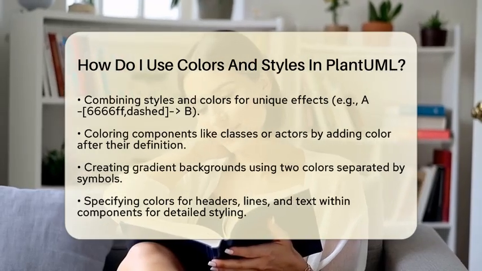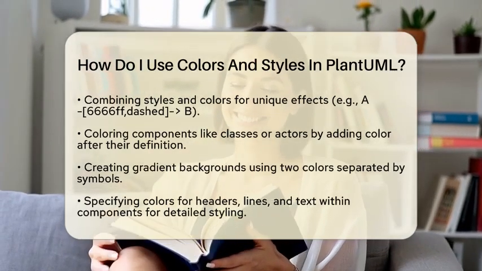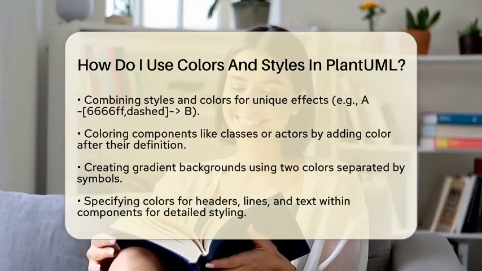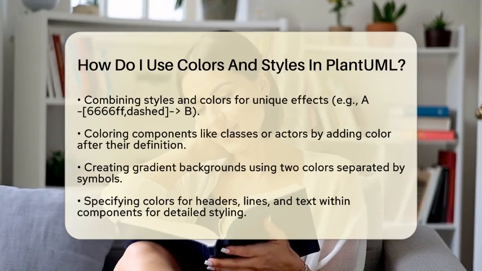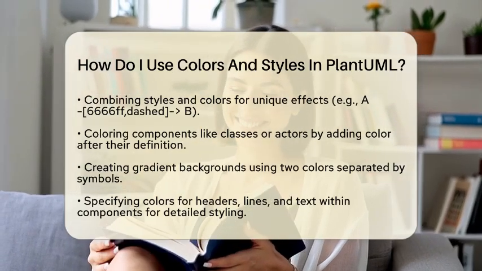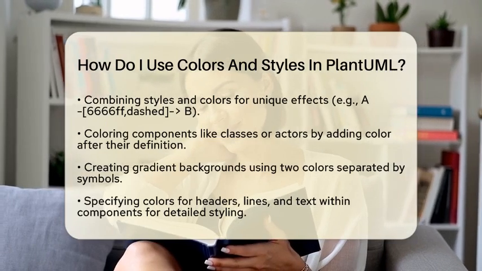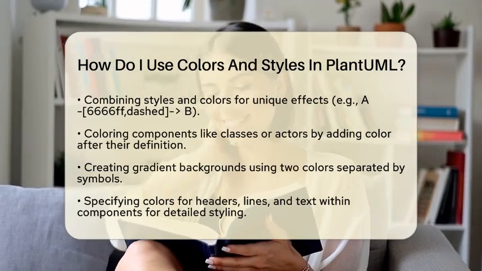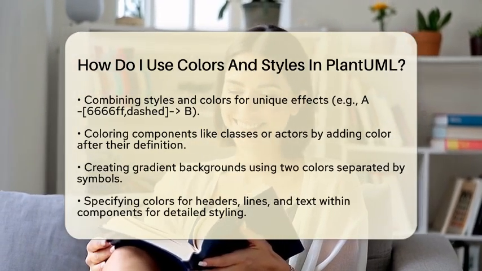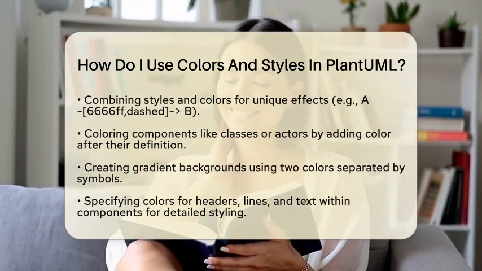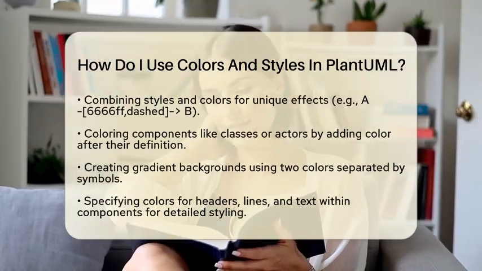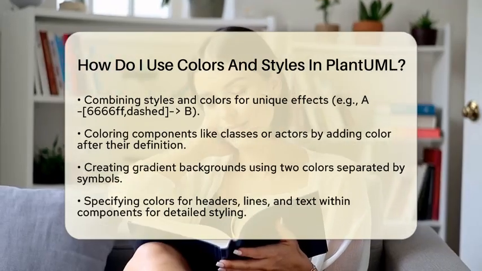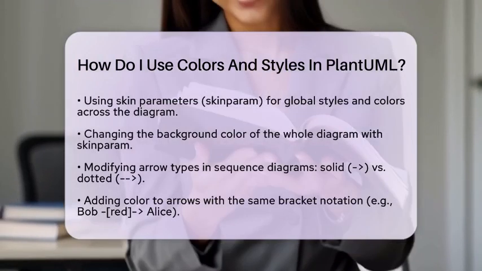Next, let's look at coloring components and backgrounds. You can assign colors to diagram components like classes or actors by adding color specifications after their definition. For backgrounds, you can create gradients by specifying two colors separated by symbols like a vertical bar or a semicolon. For example, to create a class with a gradient background, you might write class Example #lightblue|white. You can also specify colors for headers, lines, and text within components using a detailed syntax. This gives you fine control over the visual style of each element.